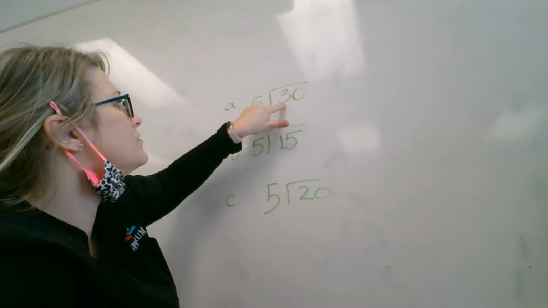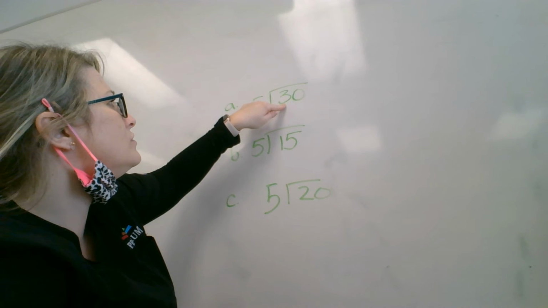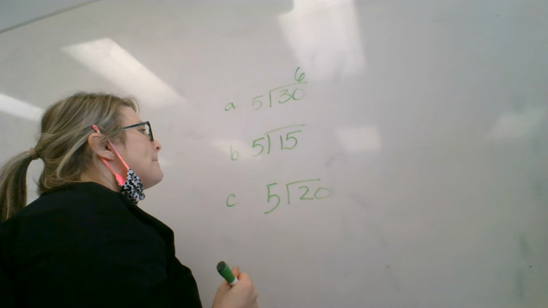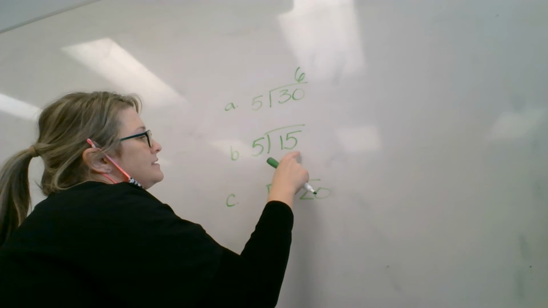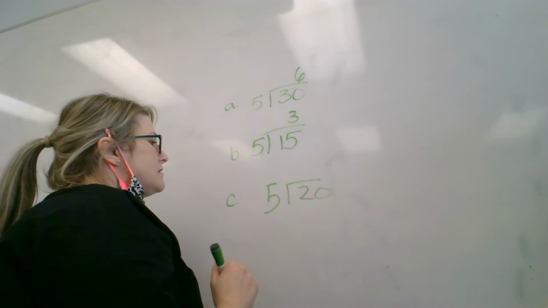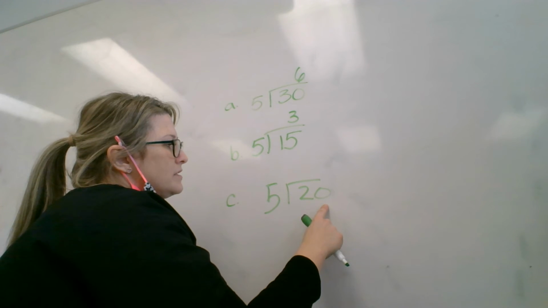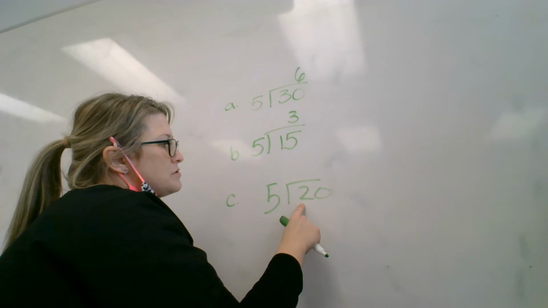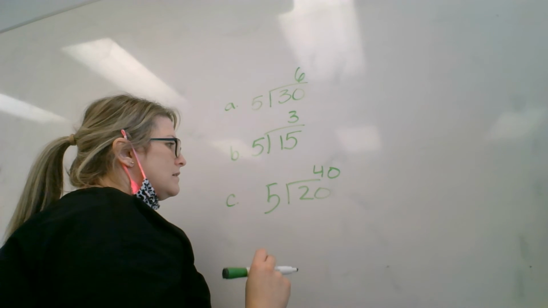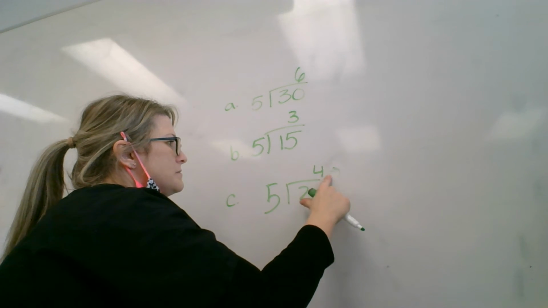So what am I going to do to this number to get the answer? I'm going to multiply it by 2. 2 times 3 is 6. Here I can't really do it because it does not end in 0, but 5 goes into 15 3 times. This one ends in a 0, so I'm going to multiply 2 times 2, 40. Wait, that's not right. 5 goes into 20 4 times. Just 4.